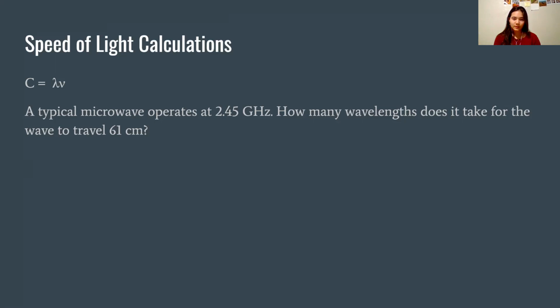Actually, I don't think I have time in the review for this, so I'll just go ahead and give you the answer. So the wavelength is 12.2 centimeters, and then how many wavelengths does it take for the wave to travel 61 centimeters? It's 5 wavelengths.